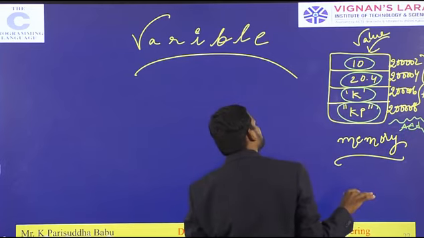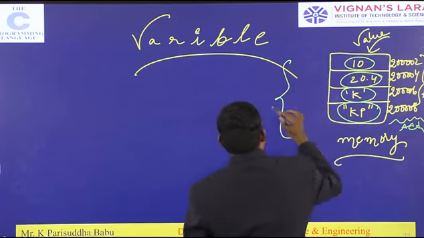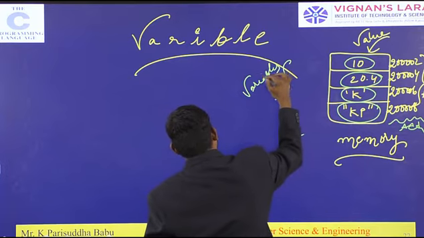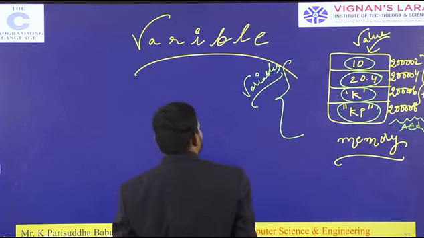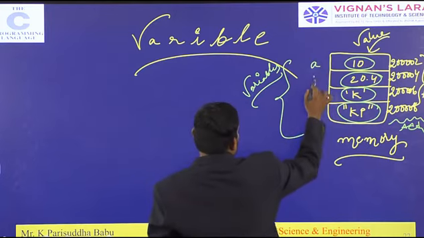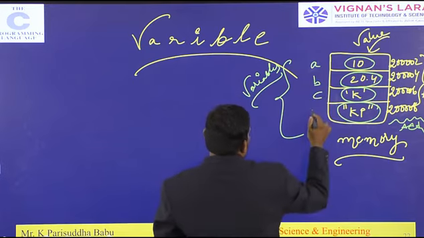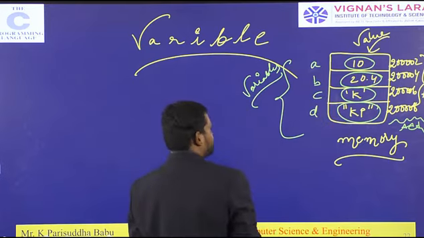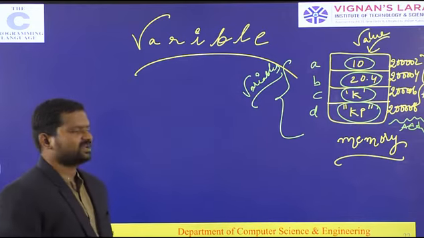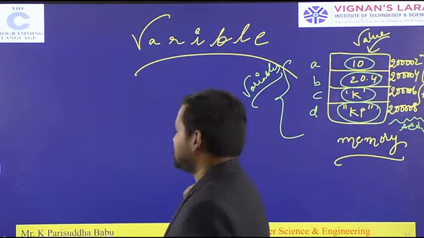Every memory location may have some variables. At the left side we are representing variables. What is a variable? A variable is a name. For example, A can hold 10, B can hold 20.4, C can hold K, D can hold KP. Likewise, we are having the memory location.